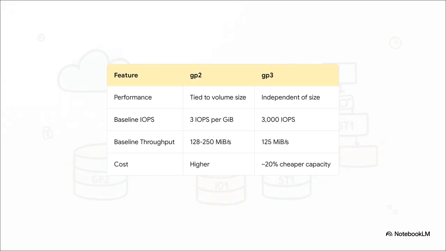Now, this is where it gets really interesting, so pay attention. The shift from GP2 to GP3 was a total game changer. You see, with GP2, your performance was literally tied to the size of the disk. If you wanted more speed, you had to pay for more storage, even if you didn't need it. But GP3 blows that model up. It decouples performance from size. You get a solid baseline of 3,000 IOPS and 125 megabytes per second of throughput, no matter how small the volume is. This gives you way more flexibility and, cherry on top, it's about 20% cheaper for the storage itself.